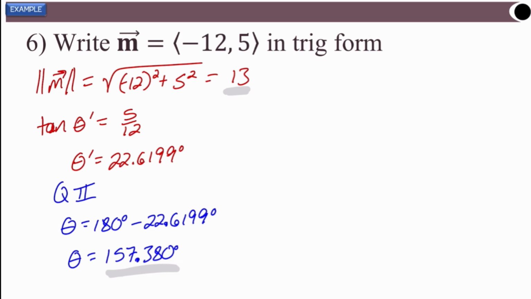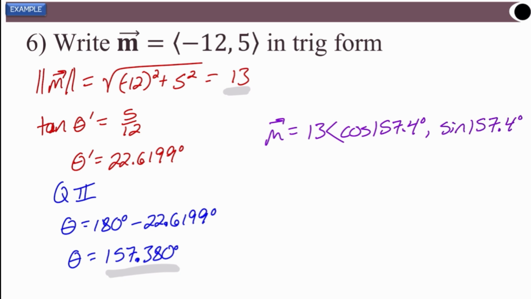So the trig form of vector m is going to be the magnitude times pointy bracket cosine of, let's just call this 157.4 degrees, comma, the sine of 157.4 degrees. And there it is.